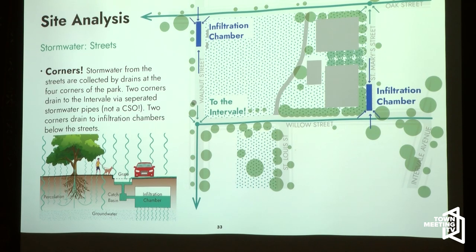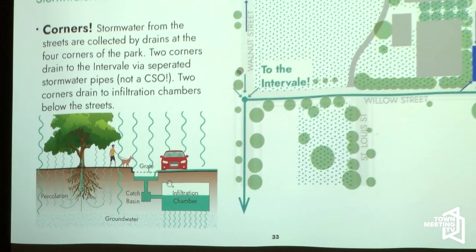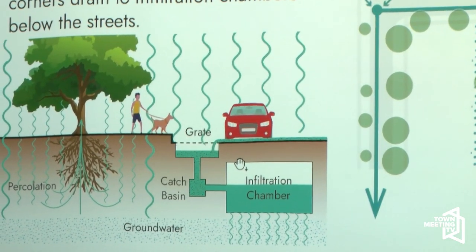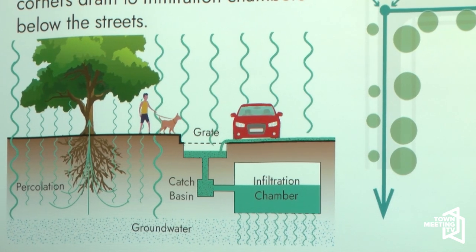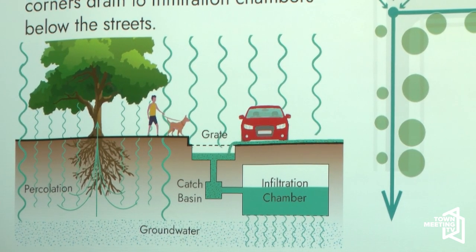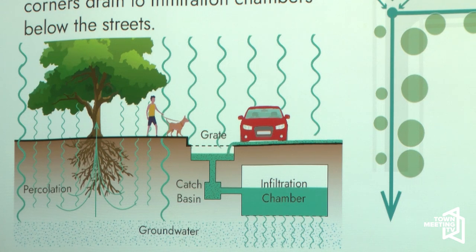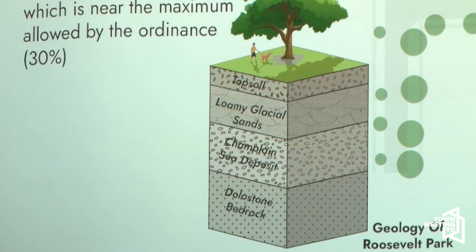And that stormwater goes via a dedicated storm line, which means it's not mixing with sewage. If you've heard of CSOs and those issues, this is a great setup where the water is staying clean until it gets out to the intervale. On the other two corners, on the northwest and the southeast, we have a different condition where the water flows in through the drain and then goes down into a large underground chamber that has an open bottom. So when that chamber fills with water, it'll slowly start percolating down through the soil, which is where we want the rainwater to go, not to go into a pipe. So that's the condition of drainage in the streets.